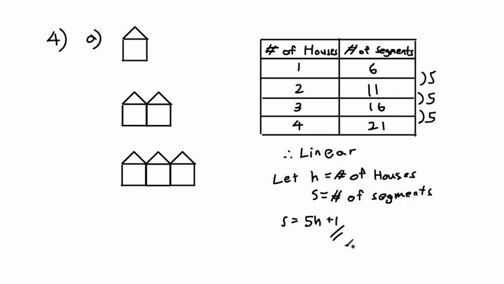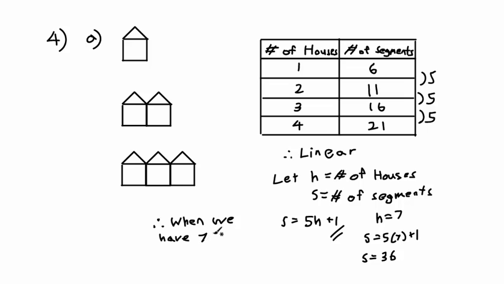And now we have to use this equation to predict how many segments there are when we have 7 houses stuck together. So that's when h equals 7. And when we plug this in, we get s equals 5 times 7 plus 1. S equals 5 times 7 is 35, plus 1 is 36. And what's s? S is the number of segments. So therefore, when we have 7 houses, there are 36 segments.